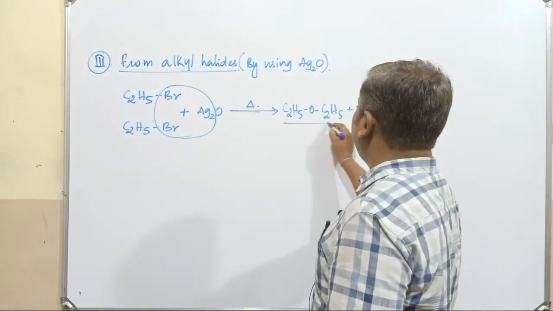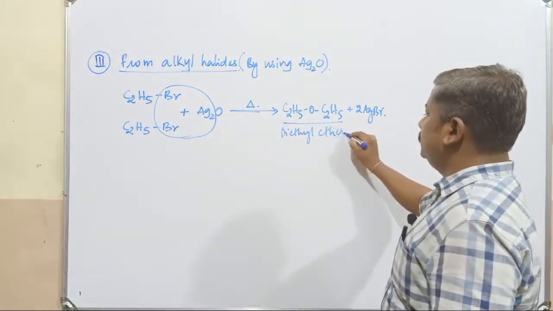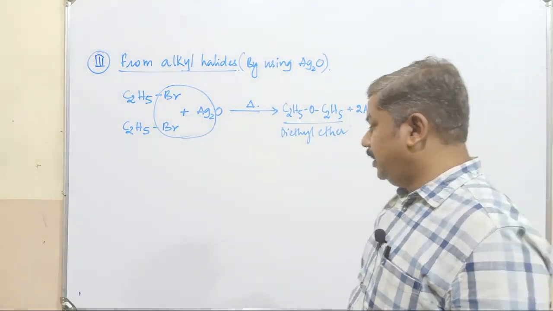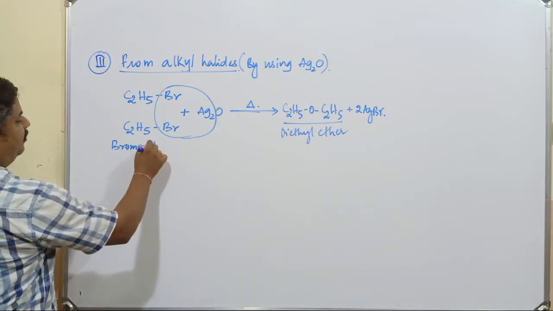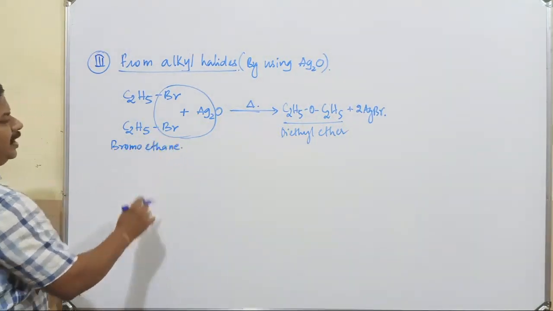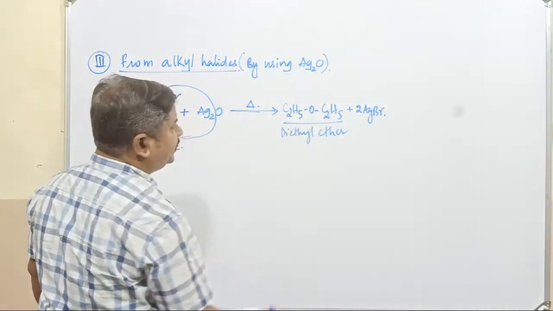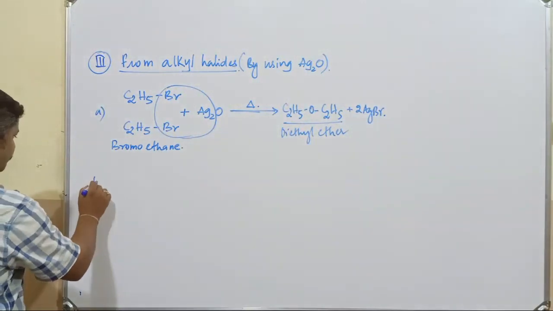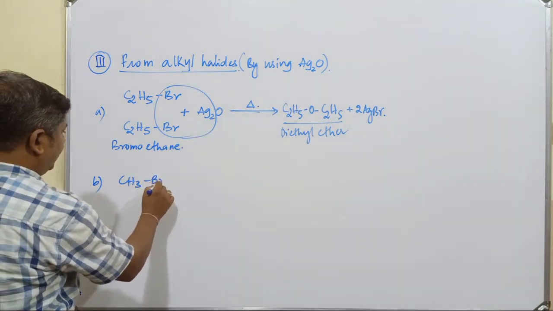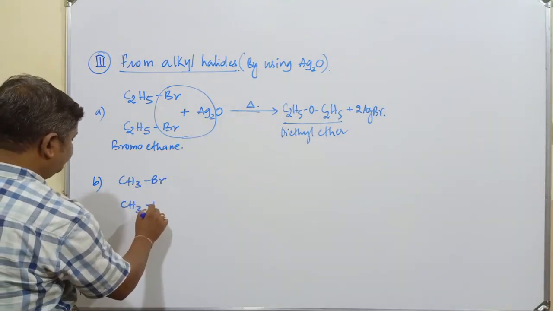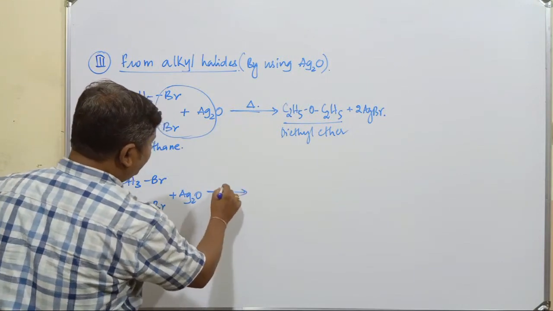What's the name of this compound? It is diethyl ether. And this is known as what? Bromoethane. Very simple reaction. When any alkyl halide is treated with silver oxide, after heating, it forms a diethyl ether. If you go with the second reaction, this is CH3Br plus Ag2O, silver oxide, after heating this mixture.